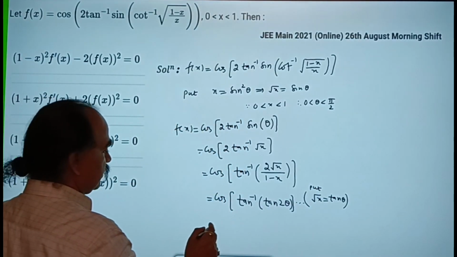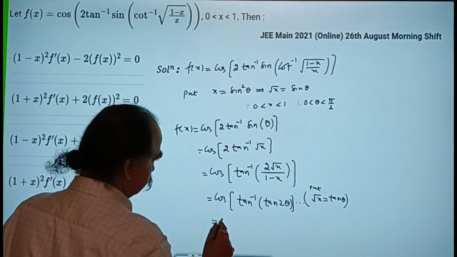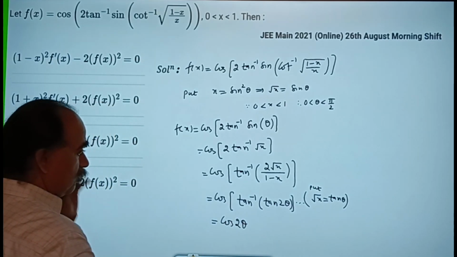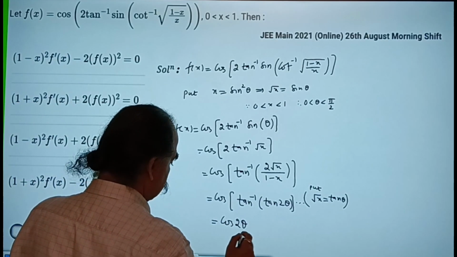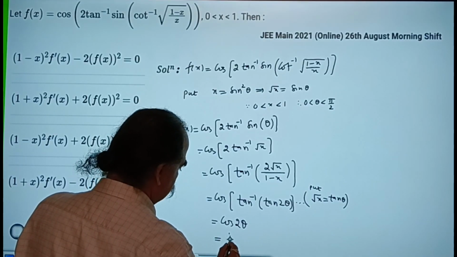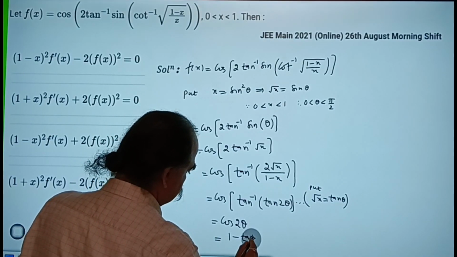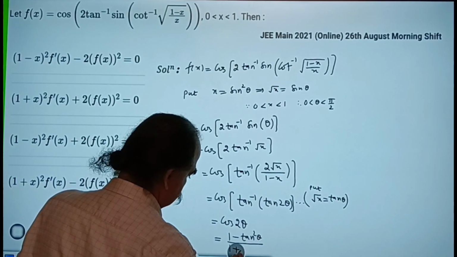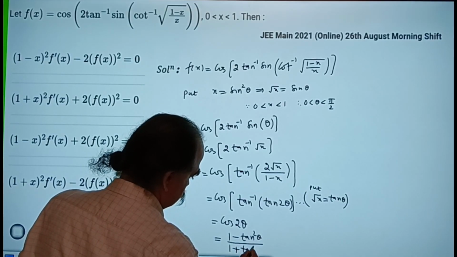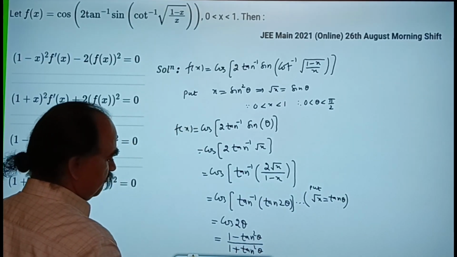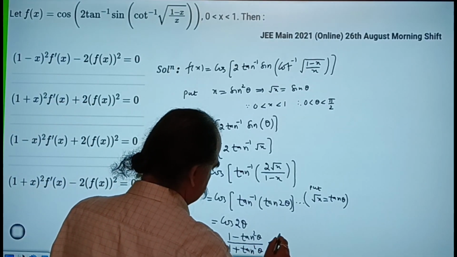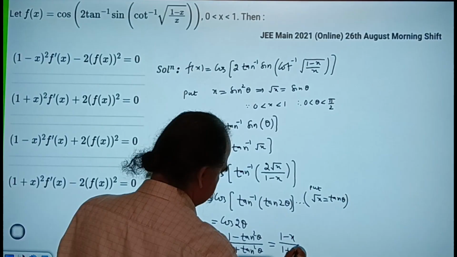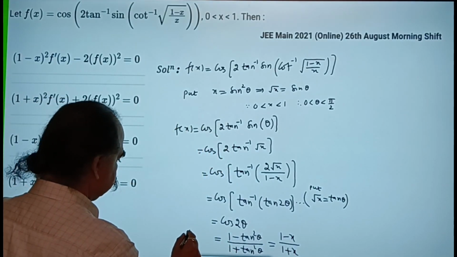Now tan inverse tan will get cancelled, so cos 2 theta. And cos 2 theta is what? 1 minus tan square theta upon 1 plus tan square theta, which is 1 minus x upon 1 plus x.